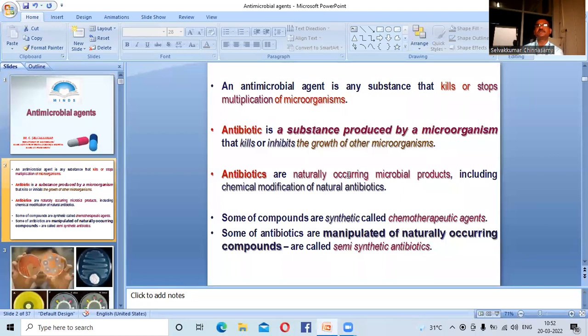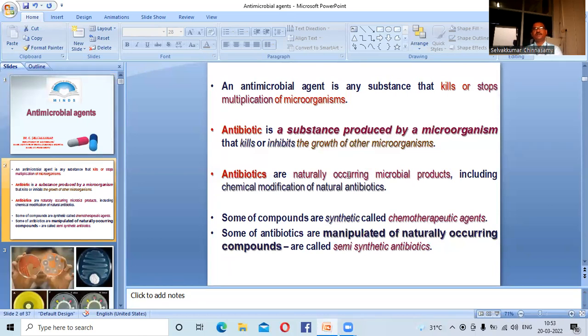Antibiotics are substances produced by microorganisms. Those substances can kill or inhibit the growth of other microbes. Antibiotics are naturally occurring microbial products, though some chemical modification can be done. Some compounds are derived synthetically by using synthetic molecules. So that is called a chemotherapeutic agent.